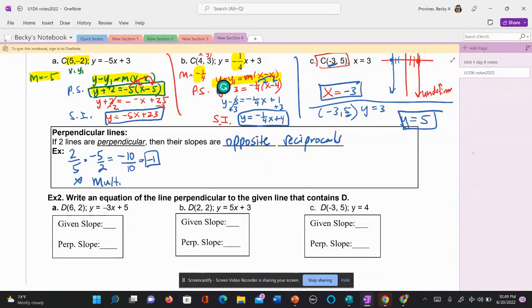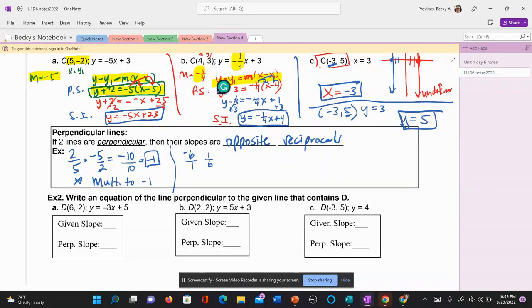So they multiply to -1. Okay, so we're going to do this again. And let's do the numbers 6, -6. Okay, so what would be the opposite reciprocal? Okay, so technically this is over 1. The opposite would be positive, and you'd flip it and get 1/6.